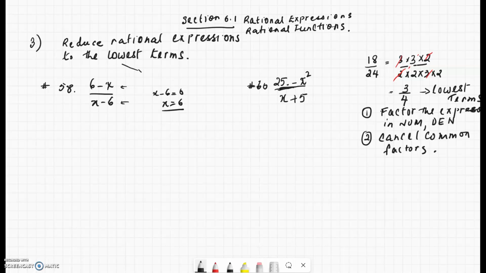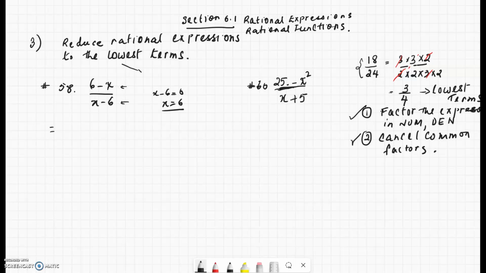at x equals 6. Now, in this question, what we are going to do is reduce the rational expression to the lowest terms. What do we do when we reduce a fraction or a rational number to the lowest terms? First, we factor the expression in the numerator and the denominator, and then we cancel common factors. Factor the numerator and denominator, cancel common factors. The process is exactly the same, but here we have polynomials instead of numbers.